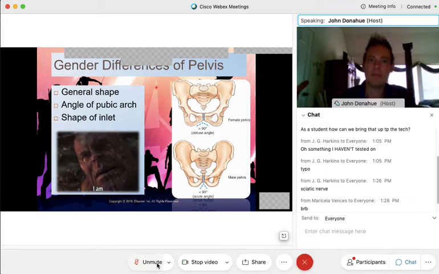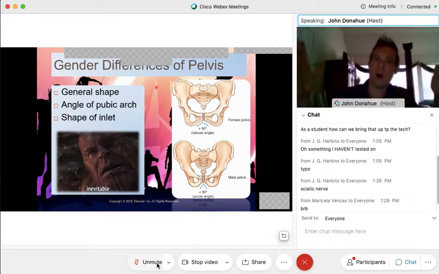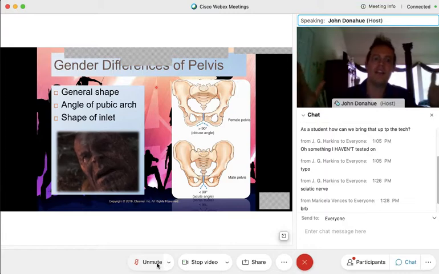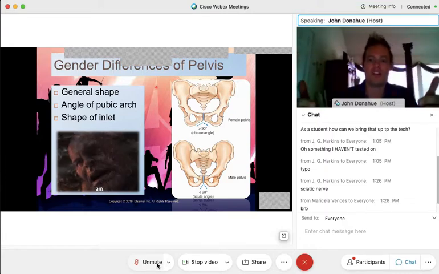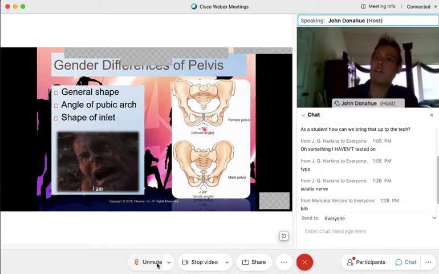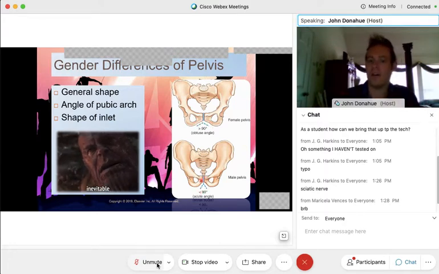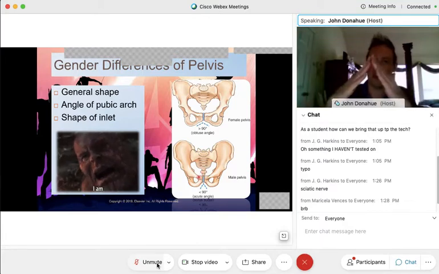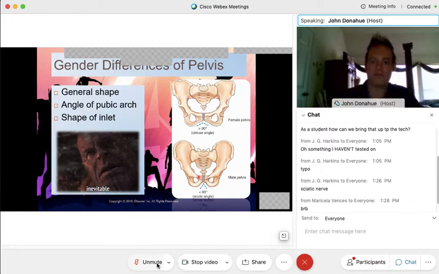Now, of course, the general shape, female pelvis is going to be wider than a male pelvis. The angle of the pubic arch is going to be different as well. When we talk about the pubic arch, that's this area right here where the pubic symphysis is located. For females, the pubic arch is going to be what we call an obtuse angle. That means it's going to be greater than 90 degrees, the way it arches right here. For males, it's going to be a more acute angle. That means it's going to be less than 90 degrees. It's going to be a very sharp angle. It'll make more of a triangle.